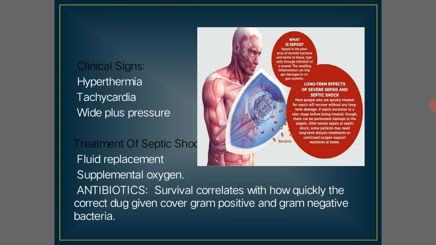Clinical signs: hyperthermia, tachycardia, and wide pulse pressure. Treatment of septic shock: first, fluid replacement; second, supplemental oxygen; third, antibiotics. With antibiotics, survival correlates with how quickly the correct drug is given, covering gram-positive and gram-negative bacteria.